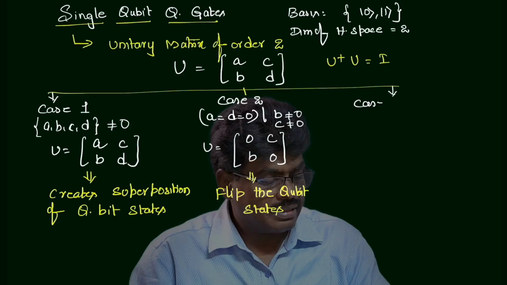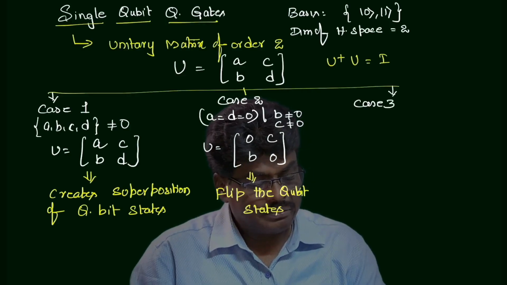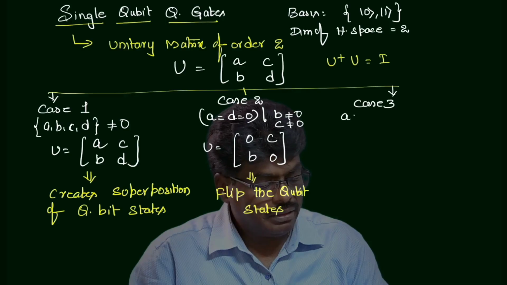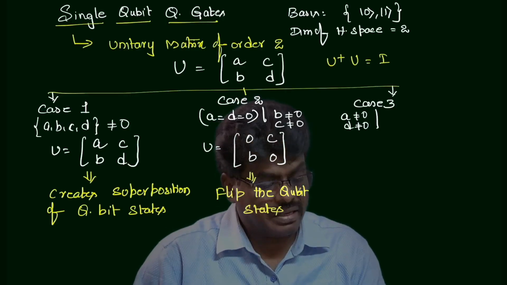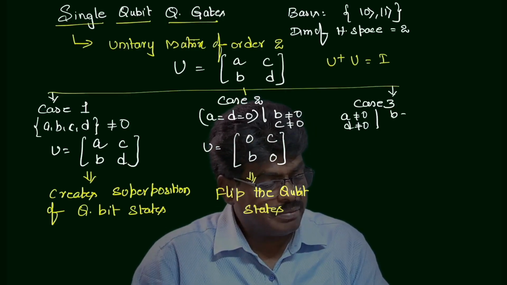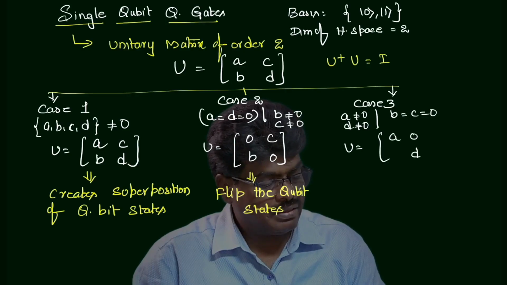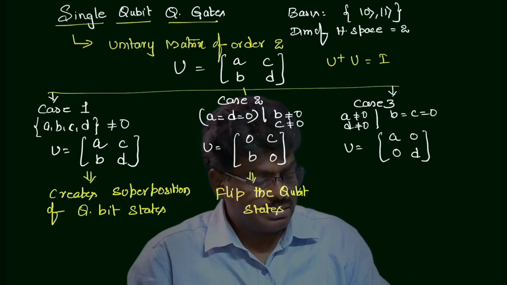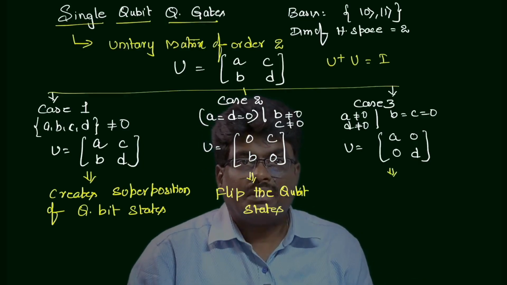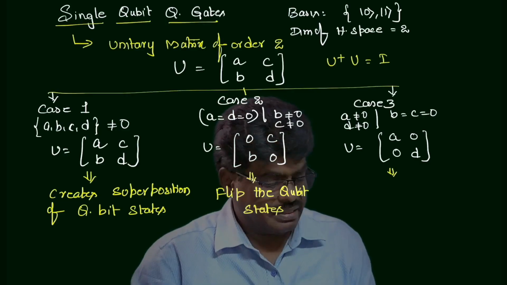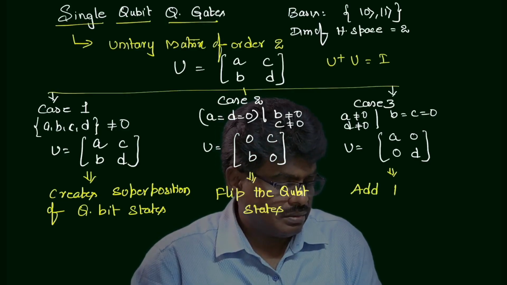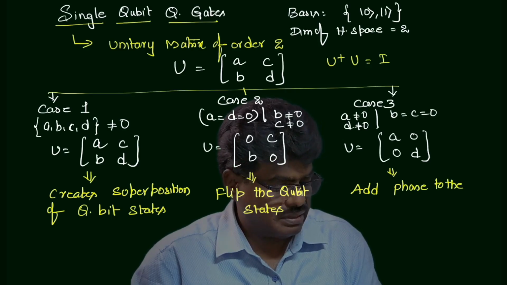And the last one, case 3, here A is not equal to 0 and D is not equal to 0. That means the diagonal elements are not equal to 0, but off-diagonal elements B equals C equals 0. Then this unitary matrix can be written as A, D on the diagonal and here 0 0. And this type of gates will add a phase factor to the qubit states.